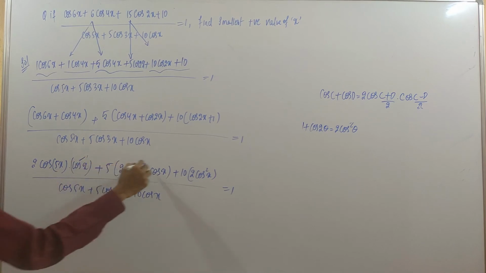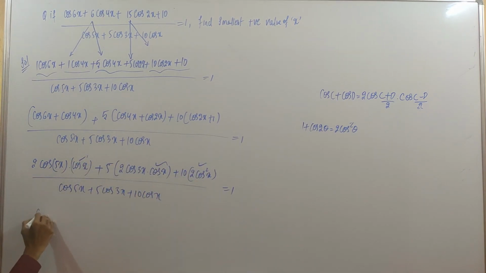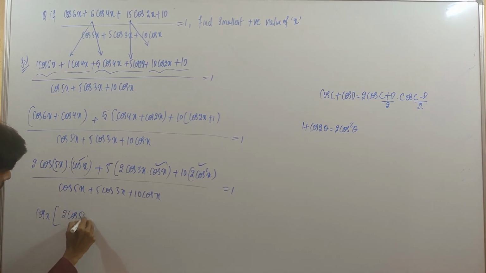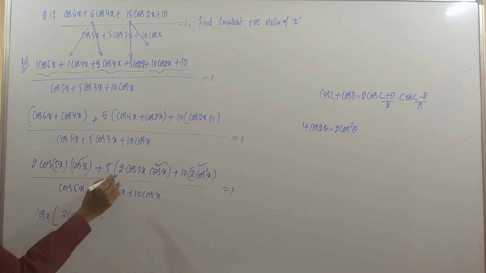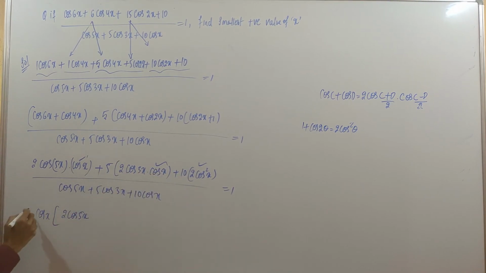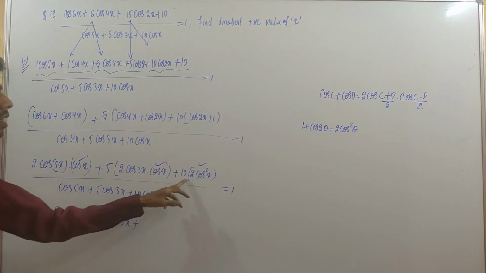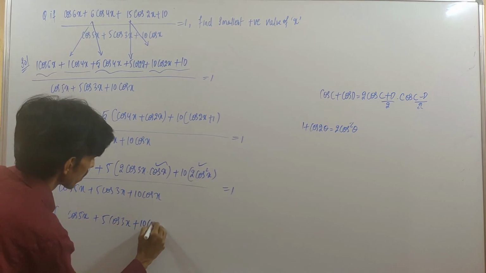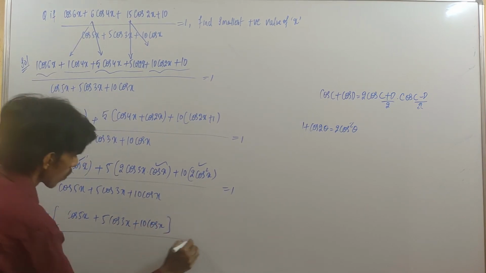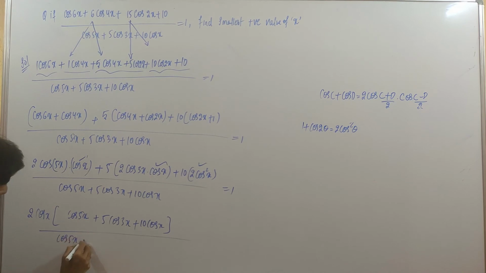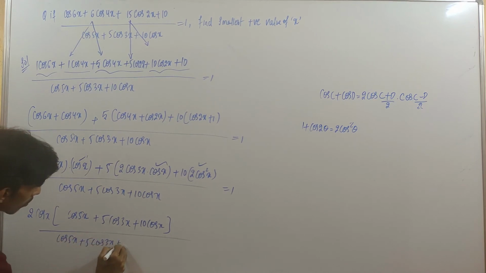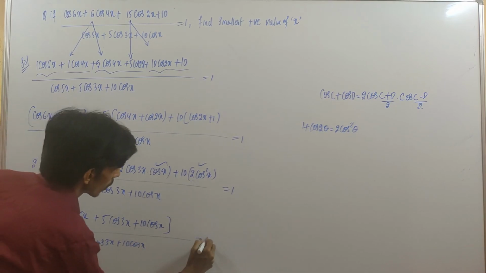Now take common cos x and cos x, so it will become cos x, this will become 2 cos 5x. Okay, 2 is also there, take 2 common: cos 5x, here it will become 5 cos 3x, plus 2 is common, so 10 cos x, divided by cos 5x plus 5 cos 3x plus 10 cos x is equal to 1.